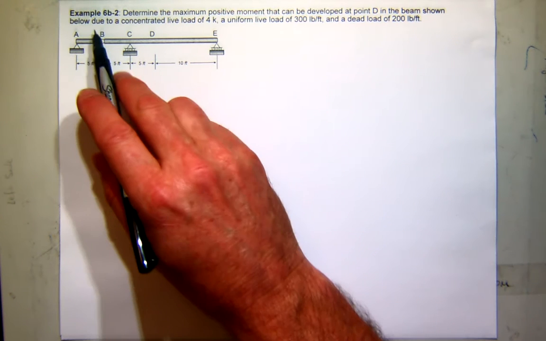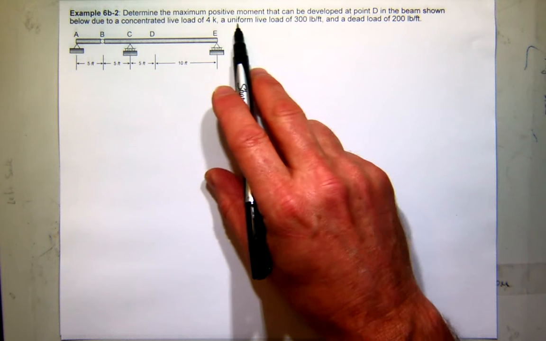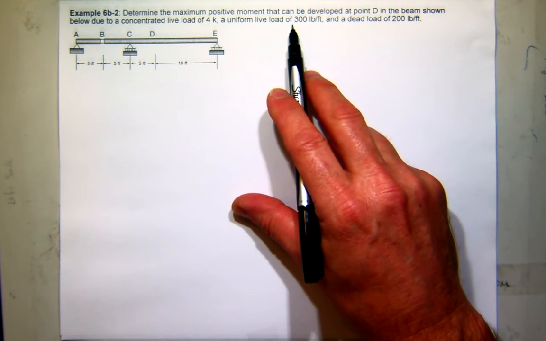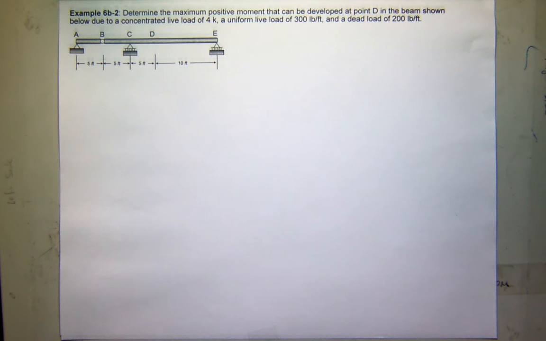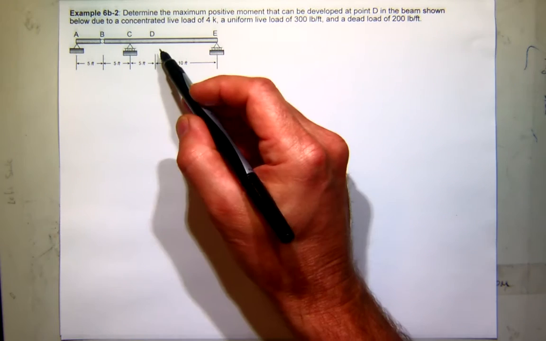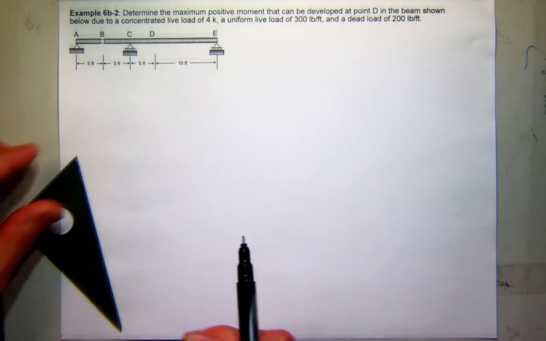And you'll also notice that it's got a live concentrated force, a live uniform load. We really haven't talked about what that means. And then we'll have a dead uniform load. So we've got 3 different loads that we want to position. But we want to find the moment at D. So I need to draw the influence line for the moment at D to get started.